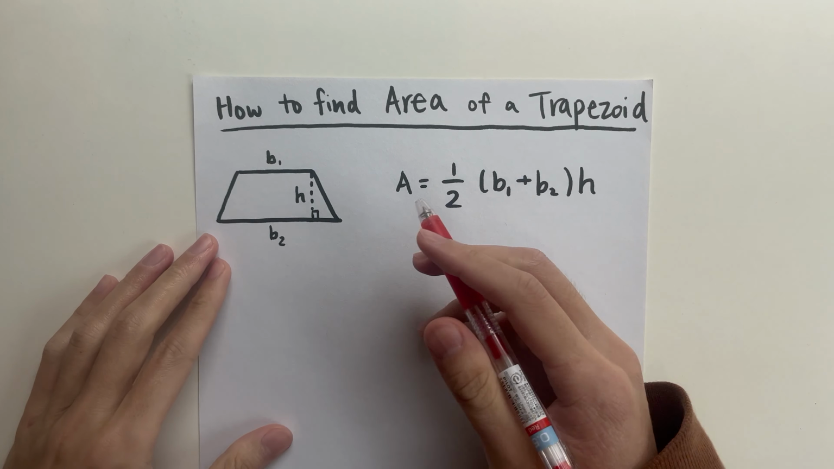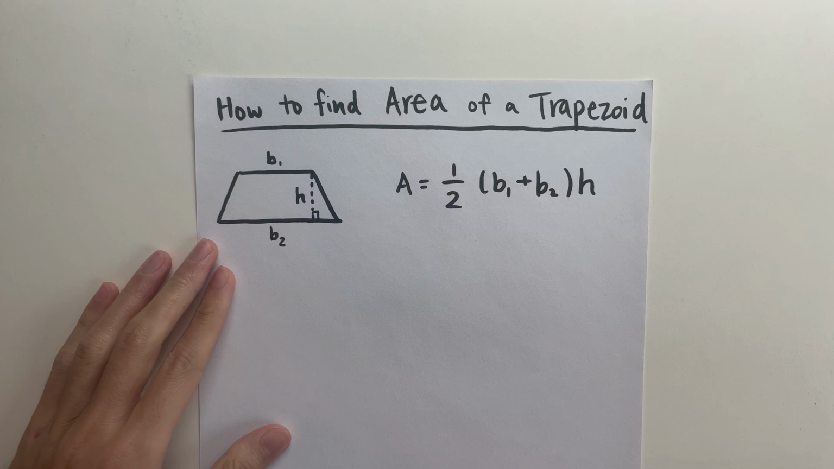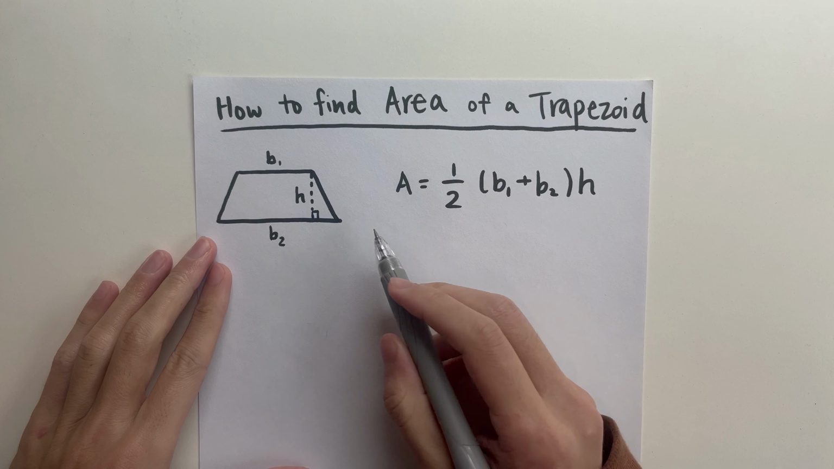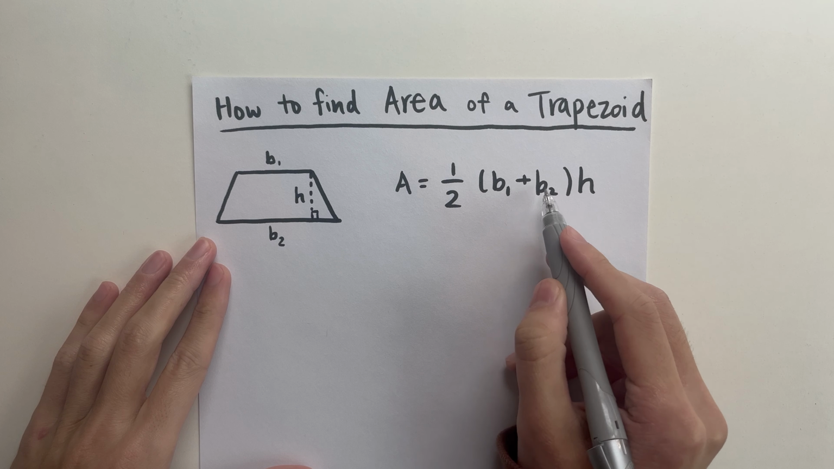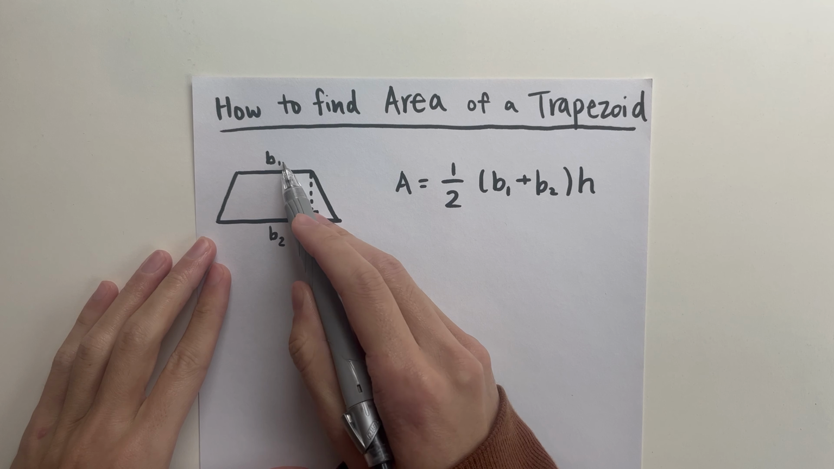Hi everyone, today I'll be finding the area of a trapezoid. So the formula for the area of a trapezoid is going to be denoted as area equals 1/2 times the base 1 plus base 2. Base 1 is here and base 2 is here.